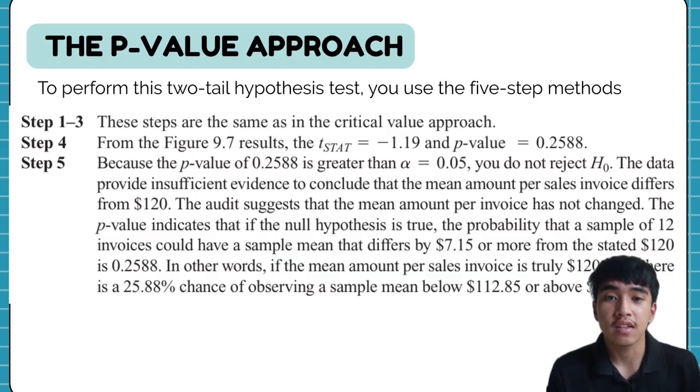The p-value tells us that if the true mean is $120, there is a 25.88% chance of getting a sample mean as far from $120 as what was observed, either below $112.85 or above $127.15.